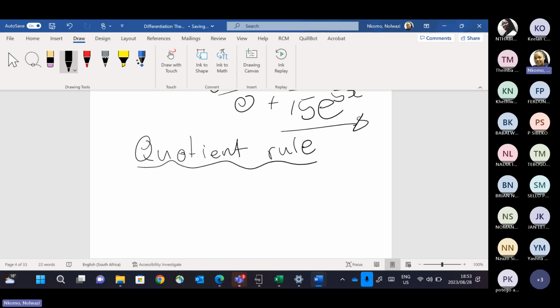Okay, suppose you are given a function like this in the form of a quotient, as in they are given a function with a numerator and a denominator, whereby both your numerator and the denominator are functions, right? If you are given a function like this and you are asked to differentiate it, to find the derivative of it, then you will have to apply the quotient rule.